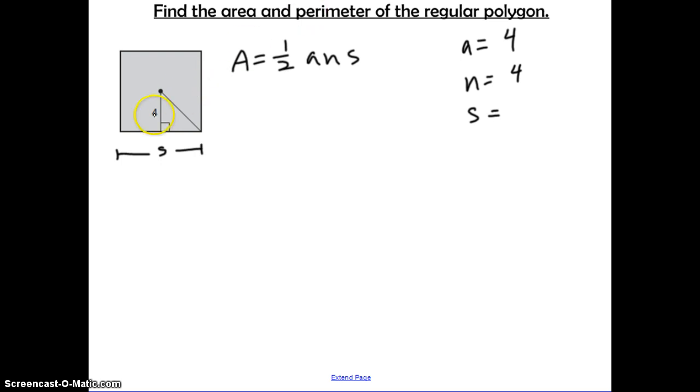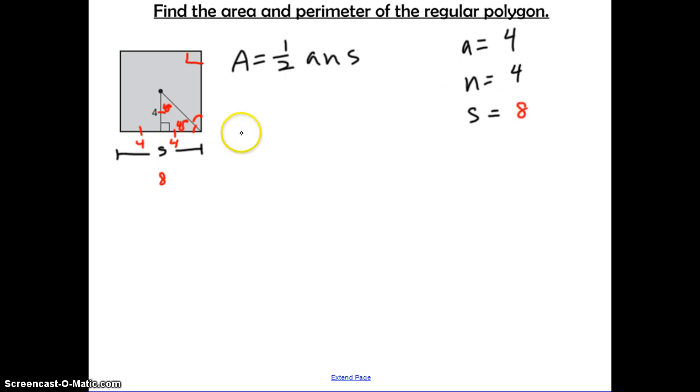So let's take a look at how to find the side. We have this square, and then what you need to know is that whatever the angle measurement is, that gets bisected by this radius. So if this is 90 degrees, that means this angle is going to be 45. If this is 45, we actually have a 45, 45, 90 triangle. And in that, you know that the two legs are congruent. So this leg is going to be 4. And then this apothem actually bisects the side. So this is also 4, giving us a total side length of 8.